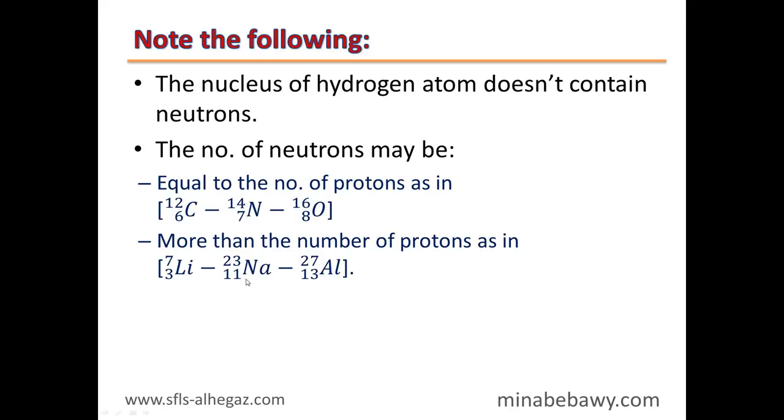The number of protons in sodium is 11, and the number of neutrons is equal to 23 minus 11, which equals 12. The number of protons in aluminum is 13. The number of neutrons is equal to 27 minus 13, equal to 14.